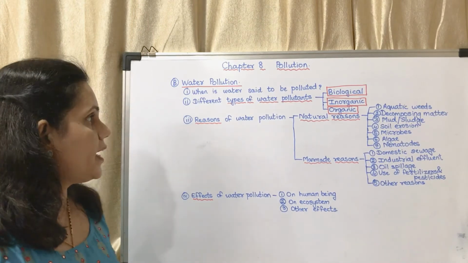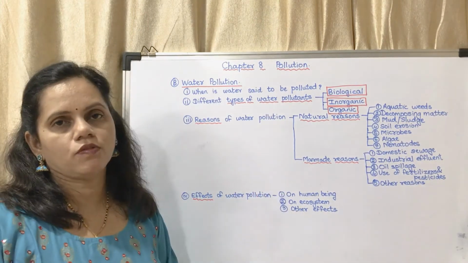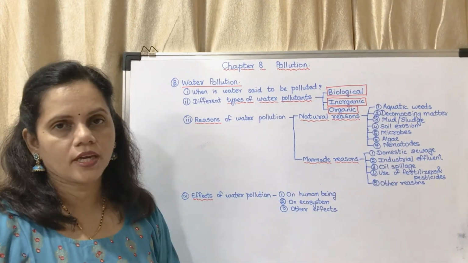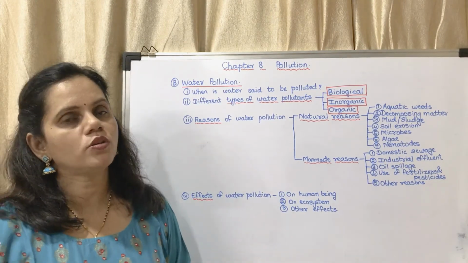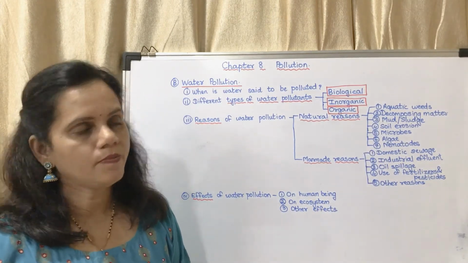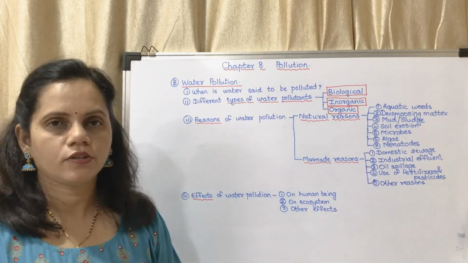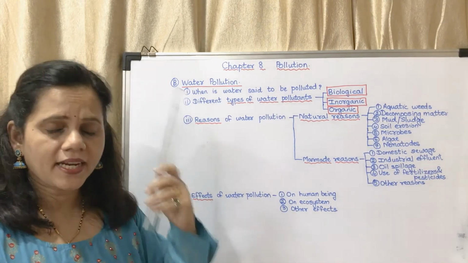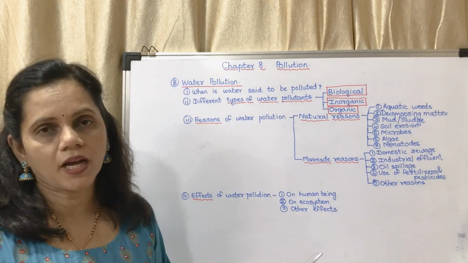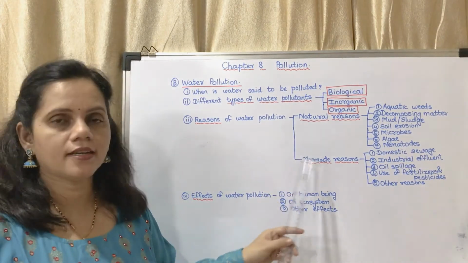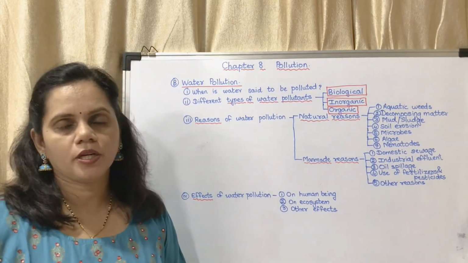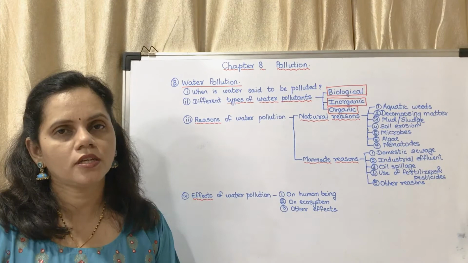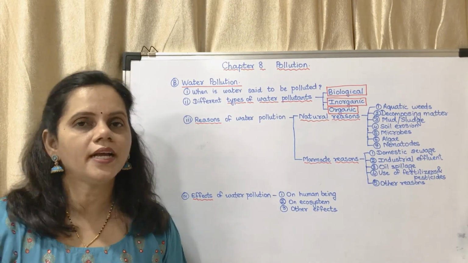Now the questions which could be asked: what are the different types of water pollutants? The reasons for water pollution, you have to write these. According to your school you may write, some schools tell to write all the explanations also, but even if you write like this, you will get marks. It might happen that they may not give you full marks, but you can learn this. Next is effects of water pollution. What are the effects of water pollution on human beings? What are the effects of water pollution on ecosystem? Such questions could be asked.